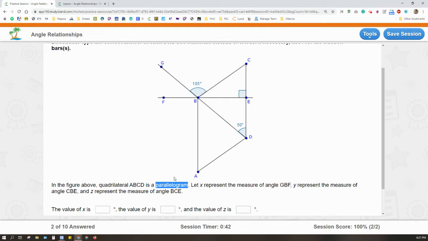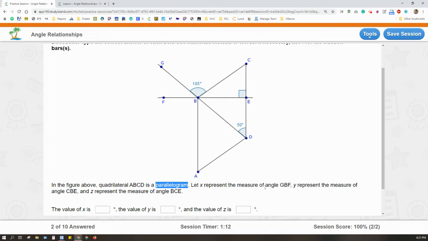ABCD is a parallelogram. So here's A, B, C, D. That is a parallelogram. That means that CD is parallel to AB. That's very important for this problem because the line GD acts as a transversal. What does that mean? It means it touches both of those parallel lines. A line that connects two parallel lines is called a transversal.